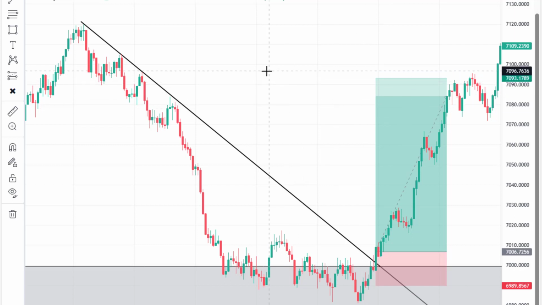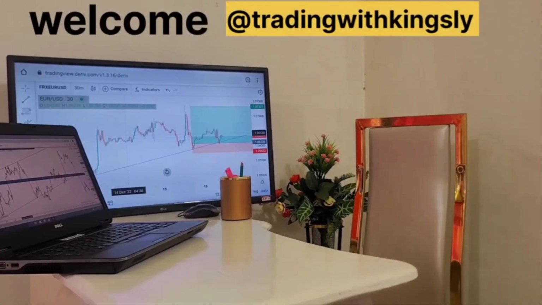So I'm going to be sharing with you in a second how to trade trendline breakout with high accuracy, with other confirmations that actually push price up like this. All right, so let's head into it right away.